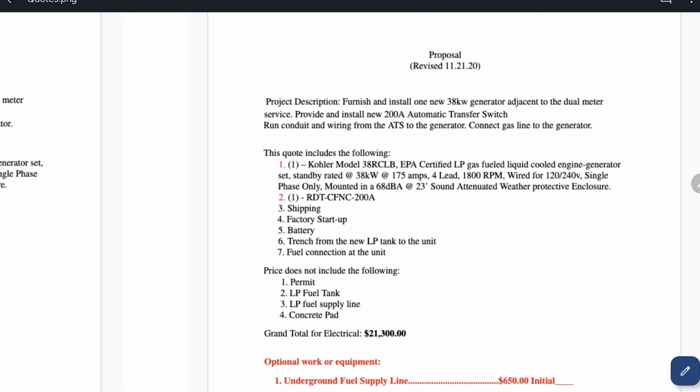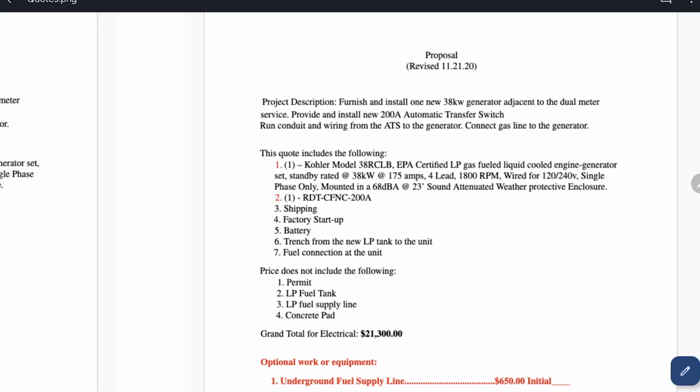This is the quote over here on the right. Same idea, we're going to be looking at the 38 kilowatt one we actually have installed. 21,300 is the amount that we paid. So we can subtract line items 1 and 2, and then we can arrive at the installation portion. Let's go back to the spreadsheet and do that now.